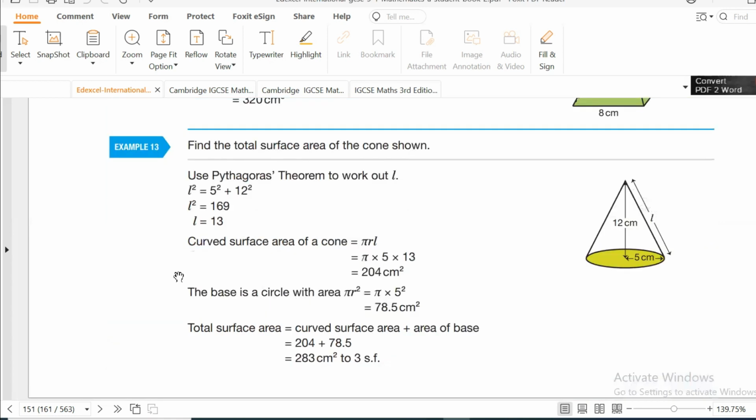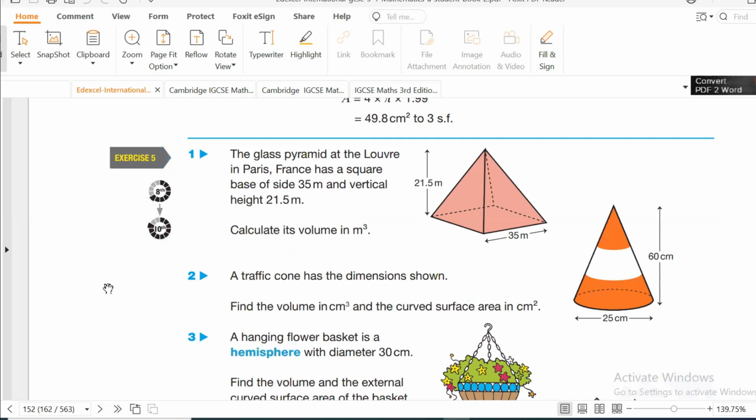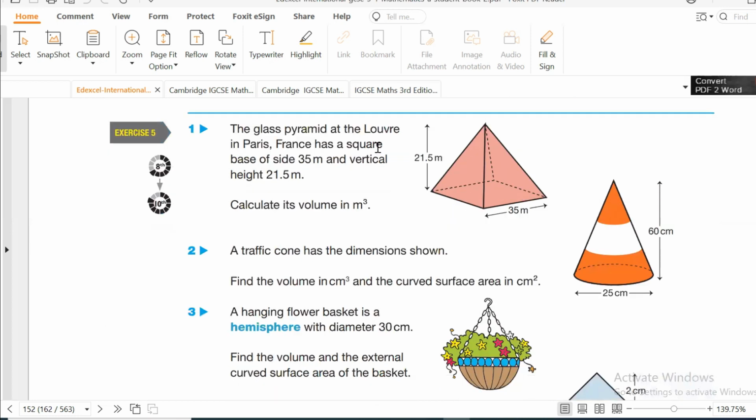First question. Here we have the glass pyramid at the Louvre in Paris, France, which has a square base of side 35 meters and vertical height 21.5 meters. So we know the square base sides are 35, and remember all sides are equal. This side is also 35 meters, and this represents vertical height 21.5. So no need to find how it comes, it is already given. Once height and base sides are given, it is very easy to find the volume of this pyramid.